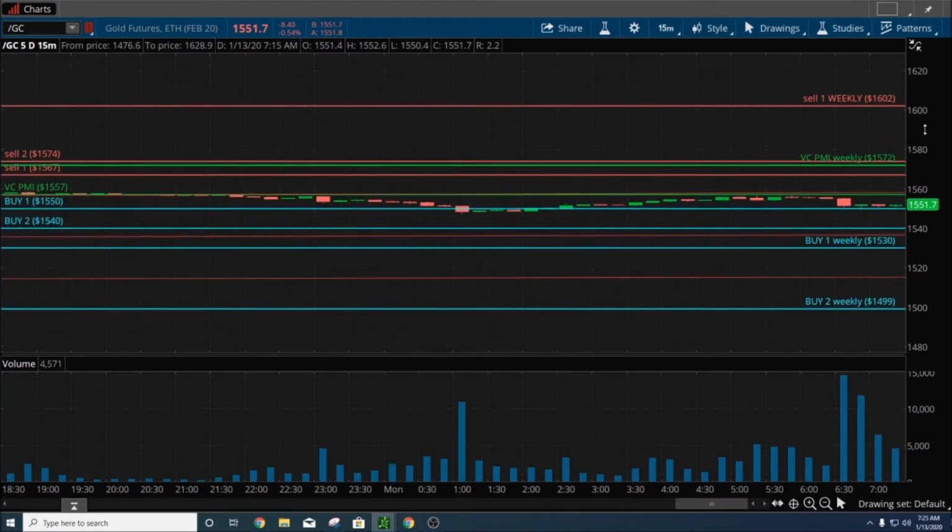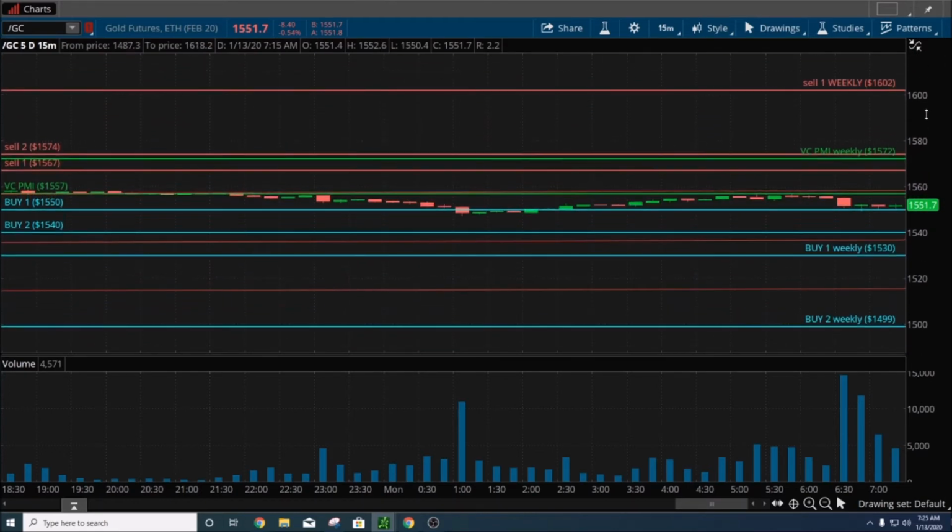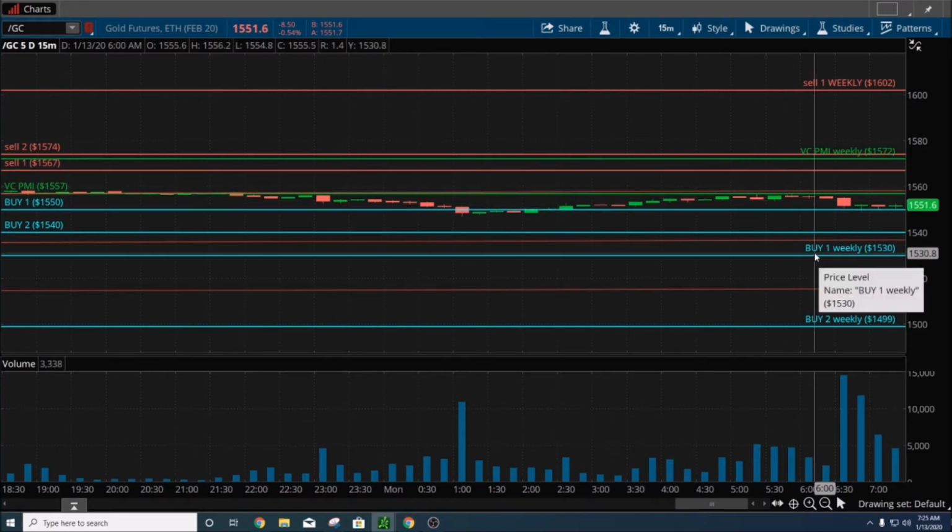The way the artificial intelligence interprets the market by using the weekly signals is that because the price closed below the weekly average, it is in a bearish price momentum. And the target activated is the buy one level at 1530 unless it negates it by closing above 1577.